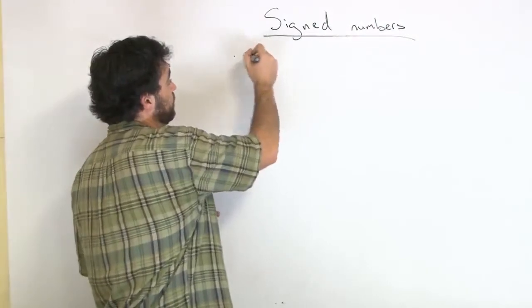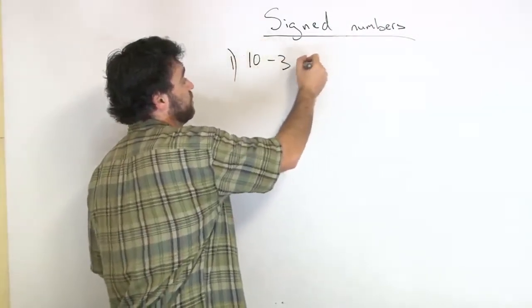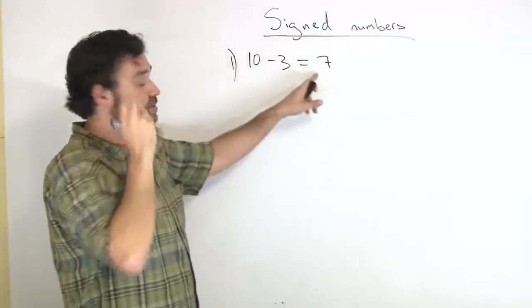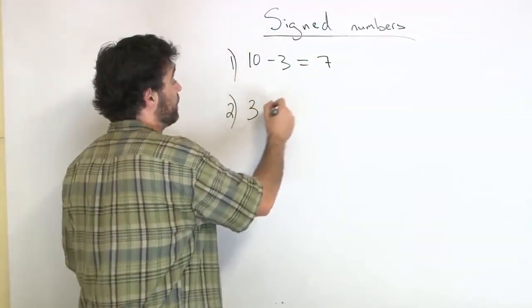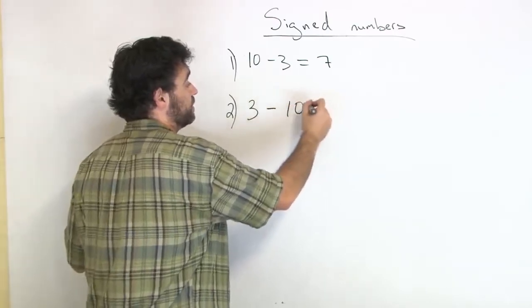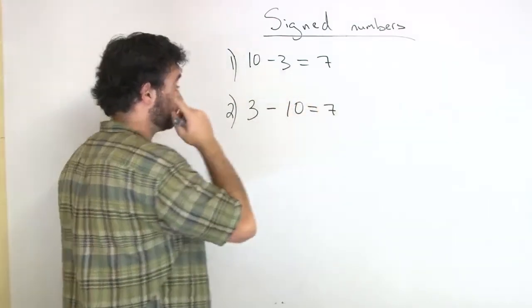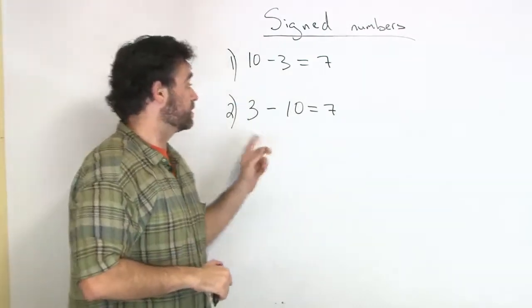We say that 10 minus 3 is equal to 7. But if we flip it around, it makes things a little harder. What if I say that now 3 minus 10 is equal to 7?